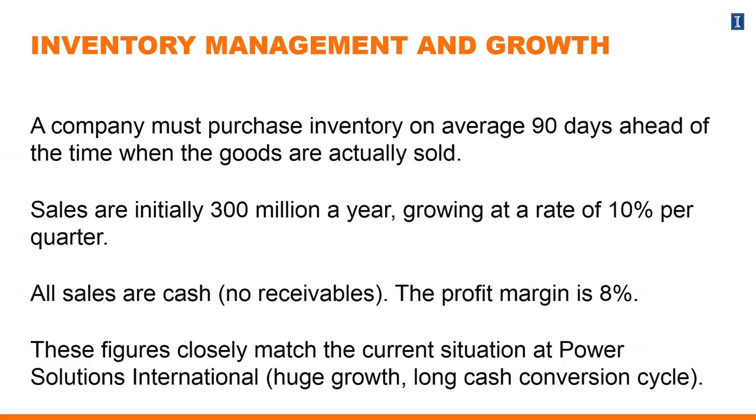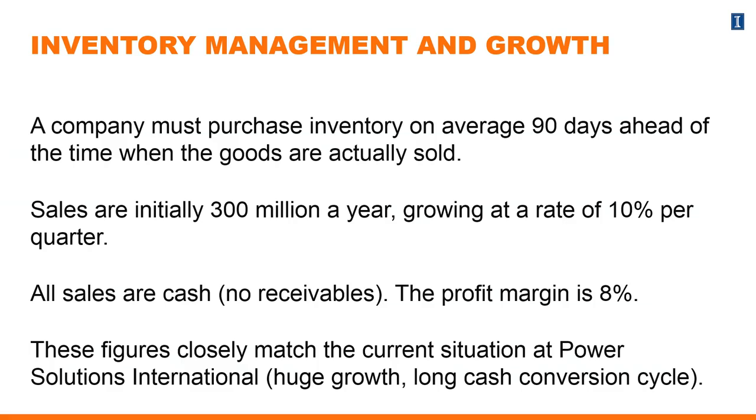We are going to have some numbers now to give a specific example. The situation is a company that on average has to purchase inventory 90 days ahead of the time when the goods are actually sold. The sales are going to be $300 million a year, and they're going to grow at 10% per quarter. All sales are cash. For simplicity, we're not going to have any receivables. And we're going to have a profit margin of 8%.